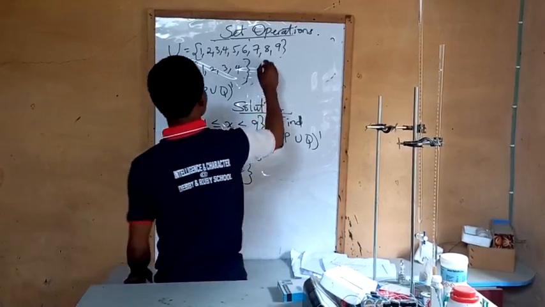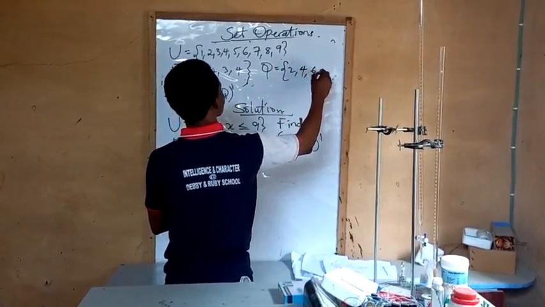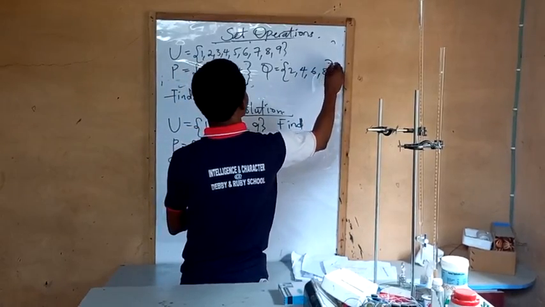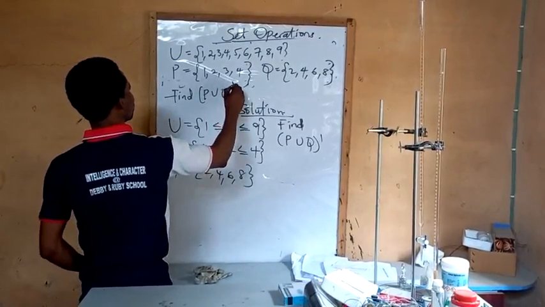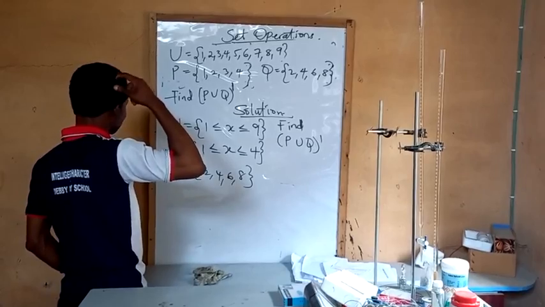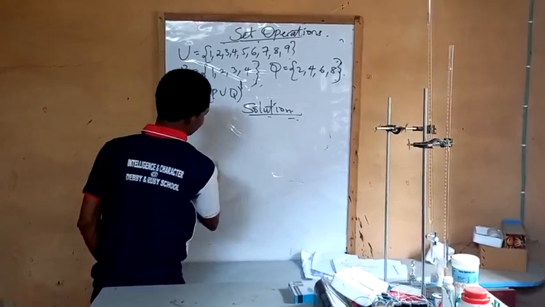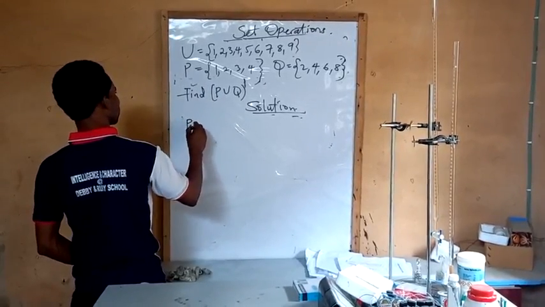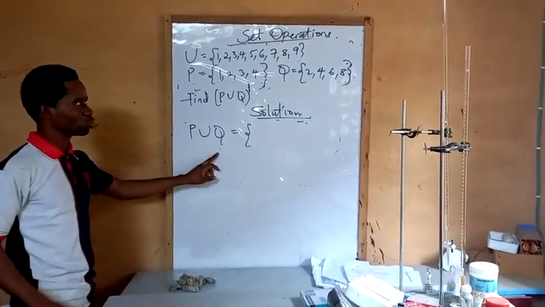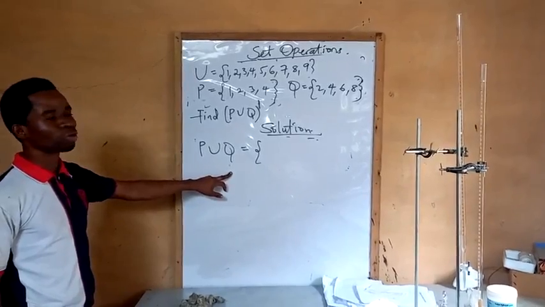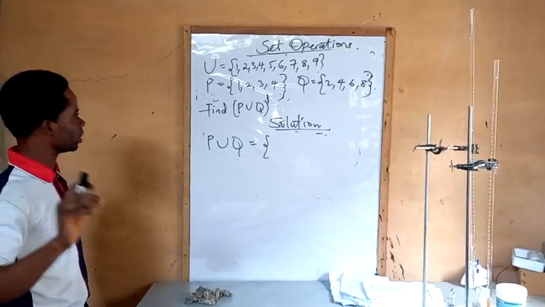Our Q is 2, 4, 6, 8. But we have to find the P union Q prime. So let's find the P union Q first. P union Q. I told you we are going to write everything inside P and Q without repetition. You must not repeat any element.